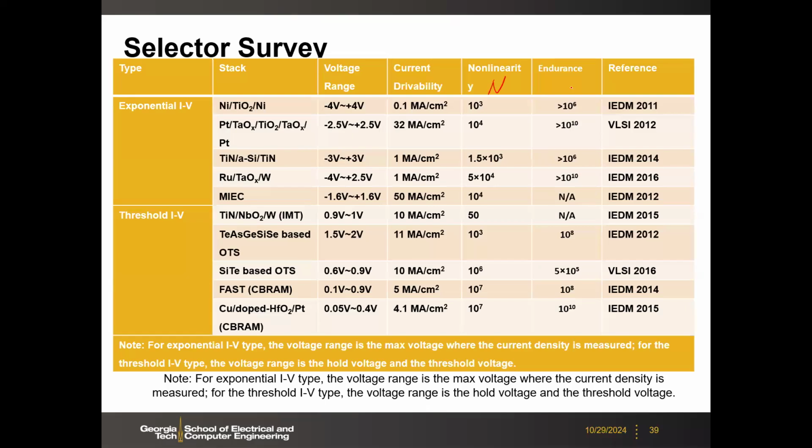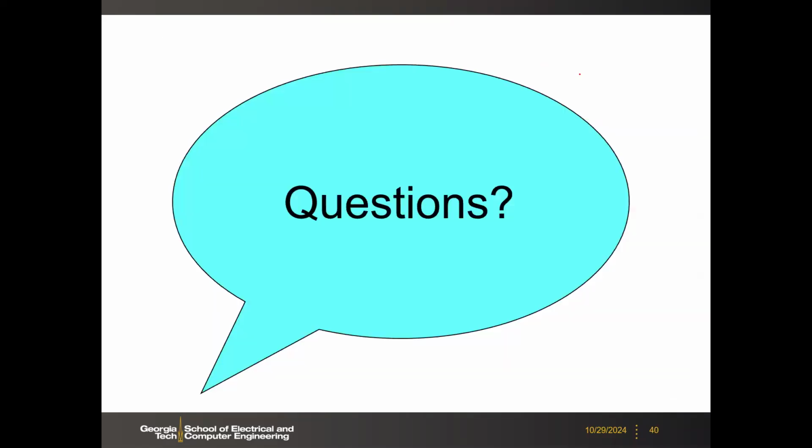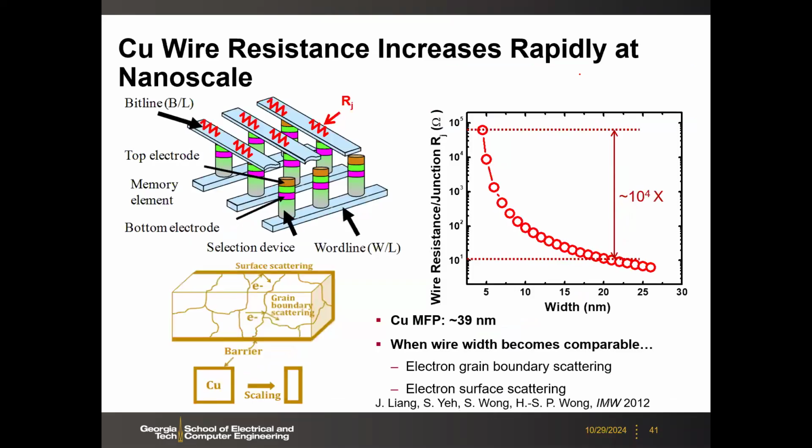And also the device needs to have high endurance, right? Every time you read, you have to turn it on, so you have to have high endurance. So, questions? We will talk about the interconnect wire resistance, okay?